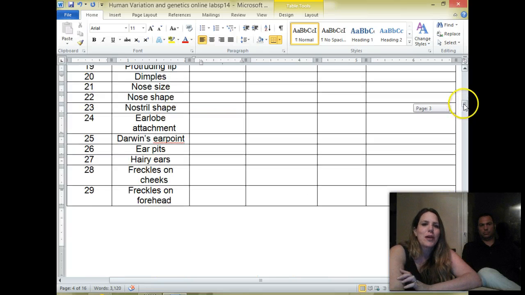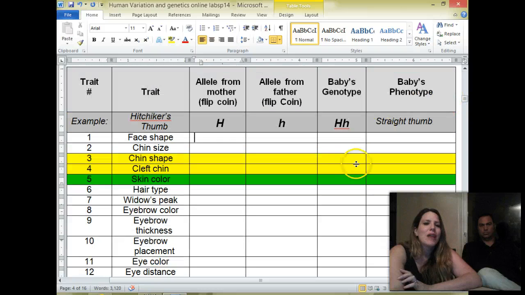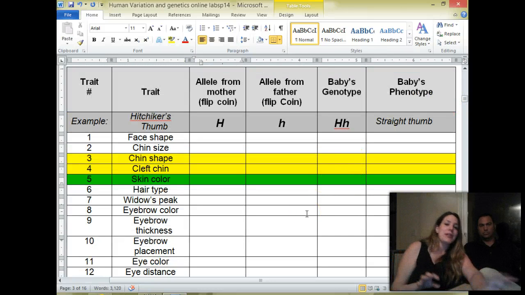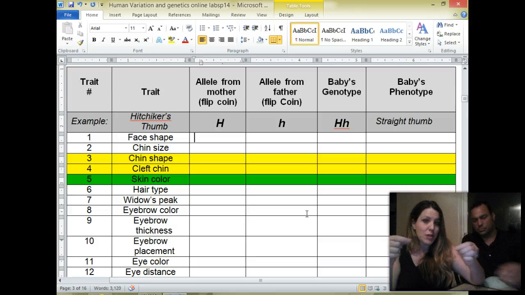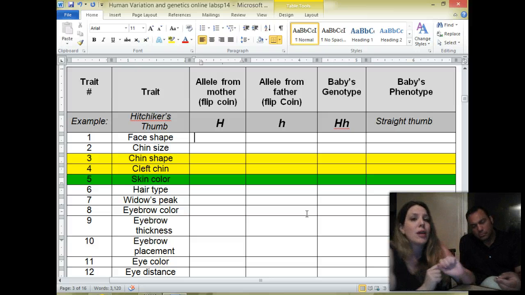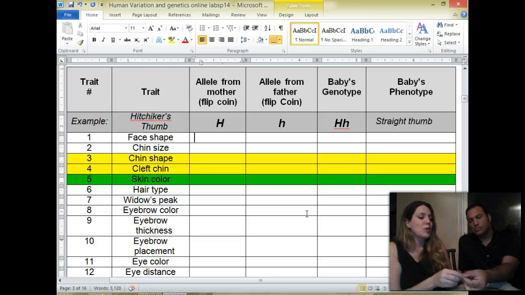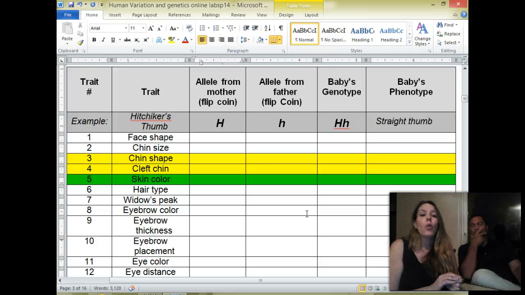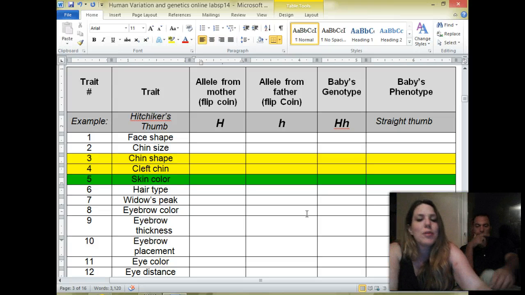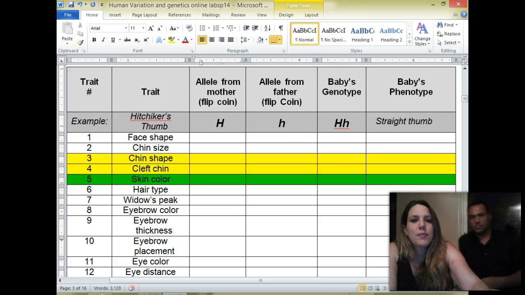So let's scoot back up here to the chart. Again, we're assuming each parent is heterozygous, so in this case, big R, little r. And remember that the two alleles separate independently and into separate gametes during meiosis. So the allele from the mom, am I going to donate a big R or a little r? Flip, flip. It's heads, so I donated a dominant allele. So I'm going to put in this case, big R.